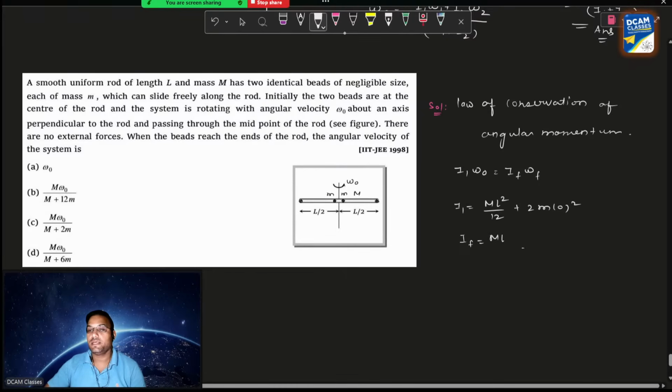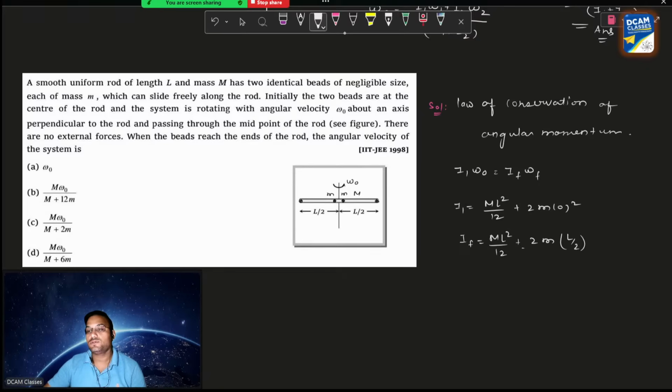Now the moment of inertia will be ml square by 12 of the rod plus 2 into m into L by 2 whole square, because each bead of mass m is now placed at this new position, L by 2. So their moment of inertia will add up. This is ml square by 12 plus 2 ml square by 4, meaning ml square by 2, which gives m plus 6m into L square by 12.